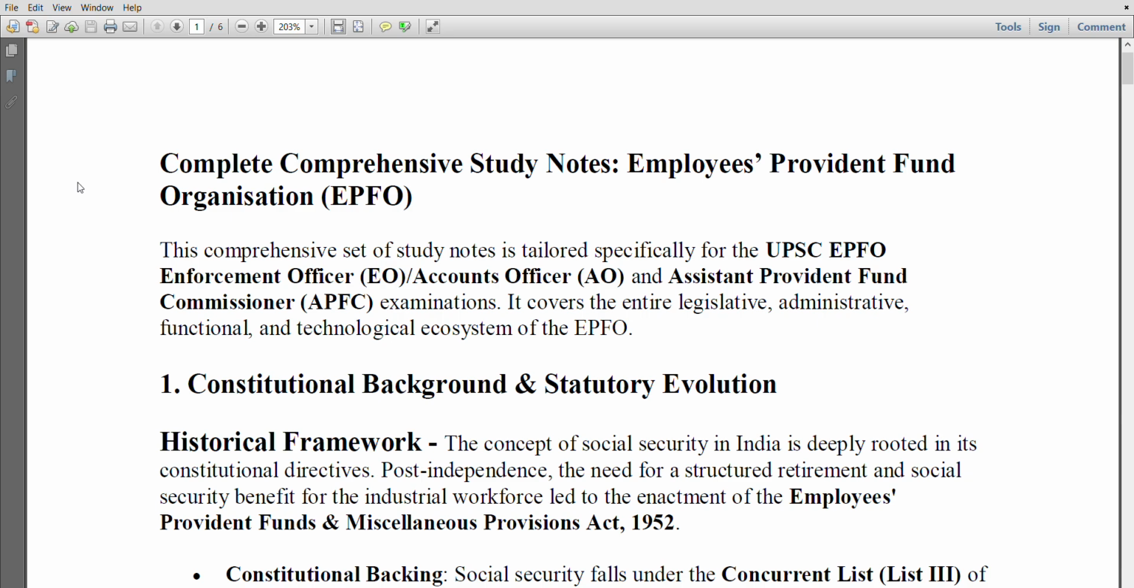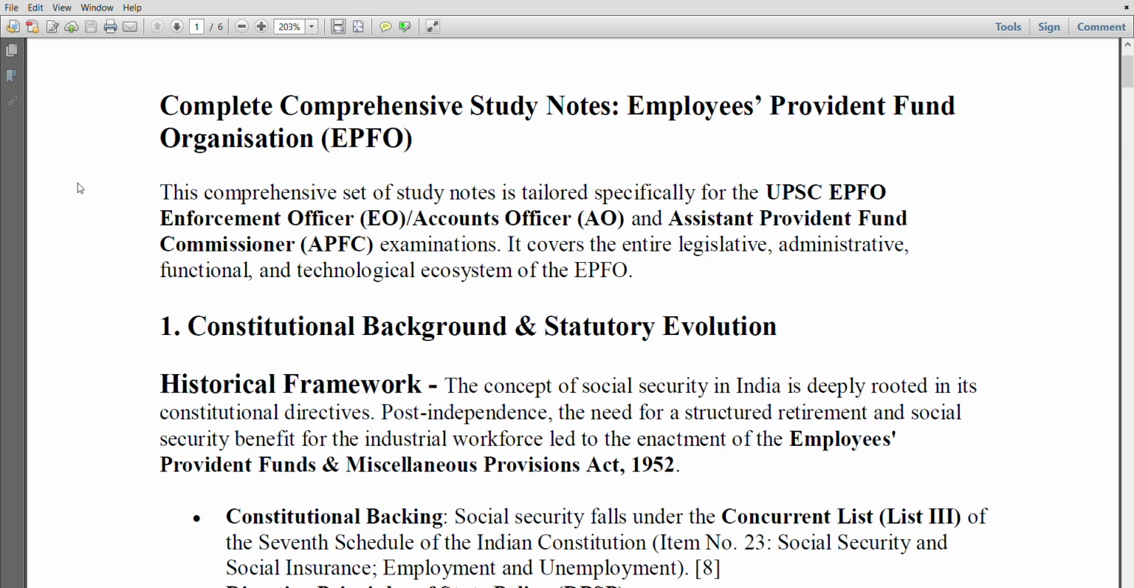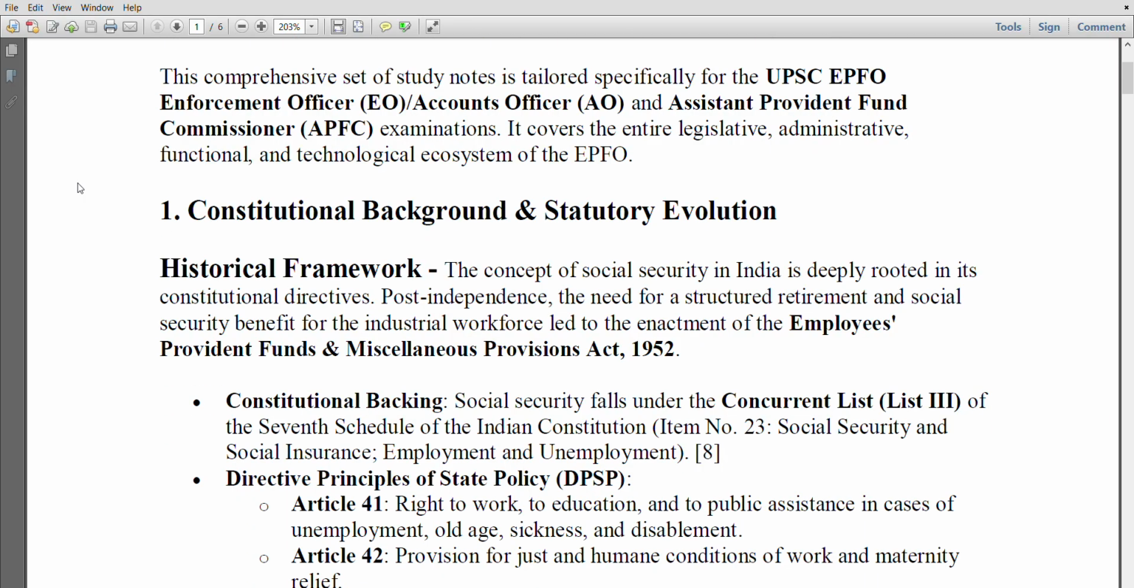Constitutional background and statutory evolution. Historical framework. The concept of social security in India is deeply rooted in its constitutional directives. Post-independence, the need for a structured retirement and social security benefit for the industrial worker led to the enactment of the Employees Provident Funds and Miscellaneous Provisions Act 1952. Constitutional backing: Social Security falls under the Concurrent List, List 3 of the 7th Schedule of the Indian Constitution, item number 23, that is Social Security and Social Insurance, employment and unemployment.